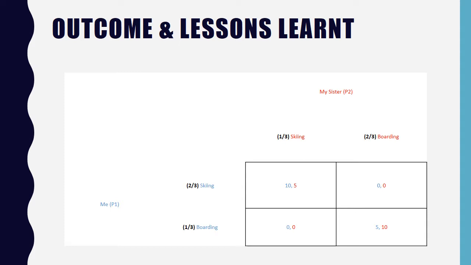If this game is played just once, it is likely that either outcome could be reached. However, in reality, the game will be played more than once. Collusion is likely, and therefore the two players are likely to cooperate on an outcome that will benefit them both. For example, skiing and then boarding.